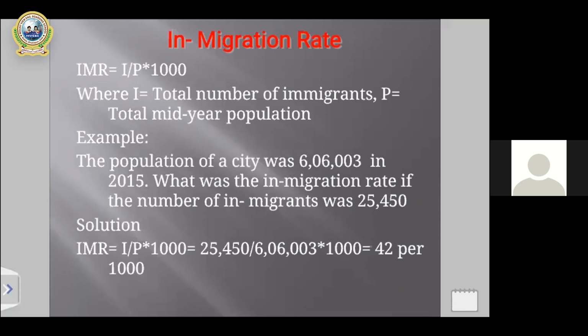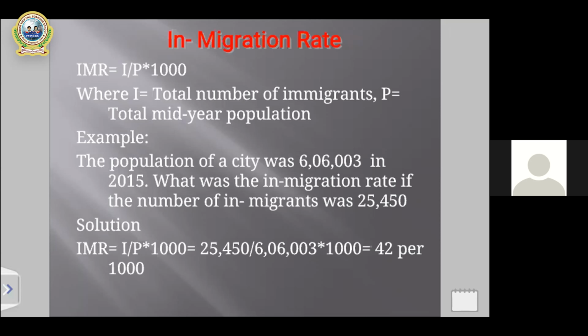Now, while we do the cross multiplication, the answer will become 42 per 1000. And my dear students, per 1000 is the unit. In fertility and in mortality also, we had discussed the units of different demographic measurements. So in the case of in-migration rate also, the unit is per 1000. So we have to multiply by 1000. So I by P multiplied by 1000.